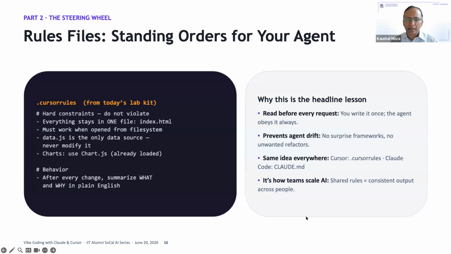So, rules file: a standing order for your agent. You give some hard constraints and so on. We'll see how Cursor operates. We'll open this file and see what the hard constraints are. How do you direct behavior so that AI remains within certain bounds and guardrails?